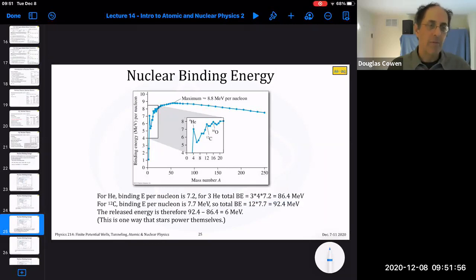For carbon-12, the binding energy per nucleon is 7.7, which you can also roughly read off of this figure here. And the total binding energy, therefore, is larger, 92.4. The difference between those two is how much energy gets released when 3 helium nuclei fuse to form carbon-12. It's like 6 MeV. This is not the main way, but it's one of the ways that stars power themselves.